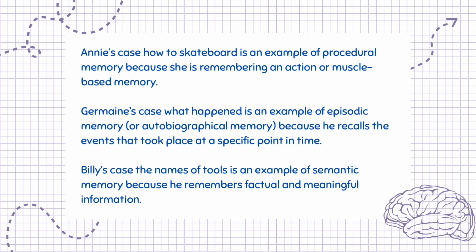Annie's case, how to skateboard, is an example of procedural memory because she is remembering an action or muscle-based memory. Jermaine's case, what happened, is an example of episodic memory or autobiographical memory because he recalls the events that took place at a specific point in time. Billy's case, the names of tools, is an example of semantic memory because he remembers factual and meaningful information.